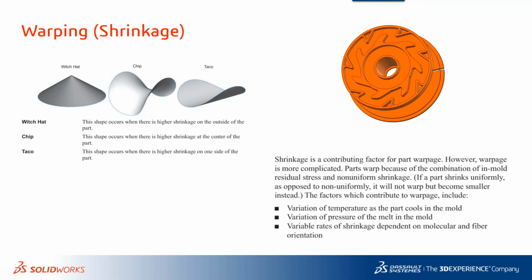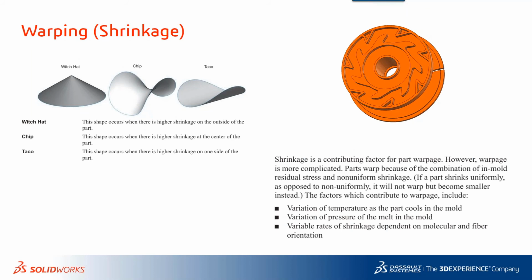So just to define the warping, you can have three types of warp. Witch hat, you can see how it looks like a witch hat. You can have a chip effect, where it's warping in both two axes, and you can also have a taco shape warp as well. The reason why I put shrinkage in parentheses there is because a lot of times warp and shrinkage are looked at separately, but really shrinkage is a contributing factor to part warpage.